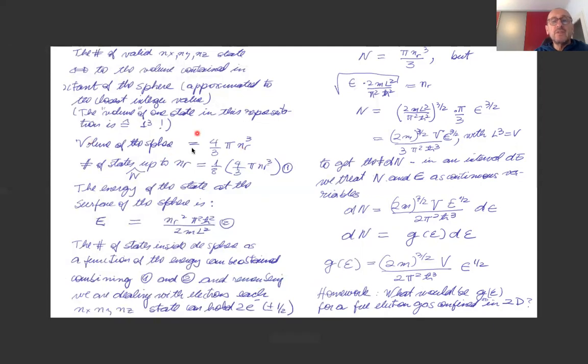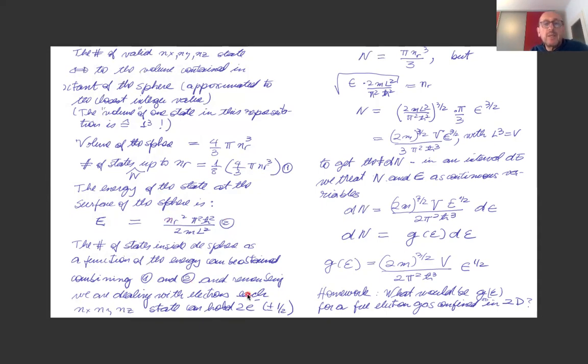So the volume of the sphere is this one, but it's not the whole sphere because n can only go from 1, 2, 3, whatever, going up, okay? So it doesn't have negative values, so I only have to count the 1/8 of this space. So that's why it is 1/8 of the volume of the sphere. So these are the numbers of states. The volume is equal to the numbers of states. So the energy of the state at the surface of the sphere is exactly equal to that. E is equal to nr squared times this factor.